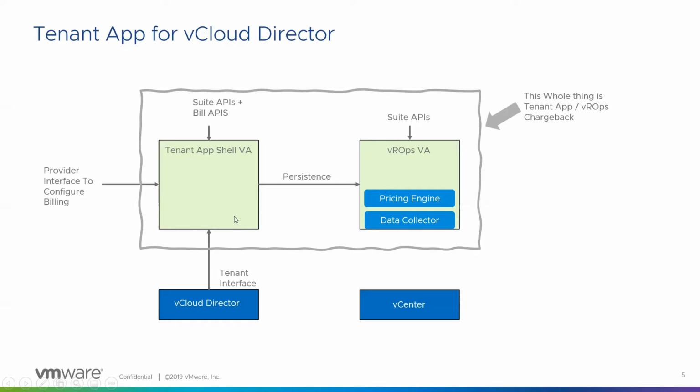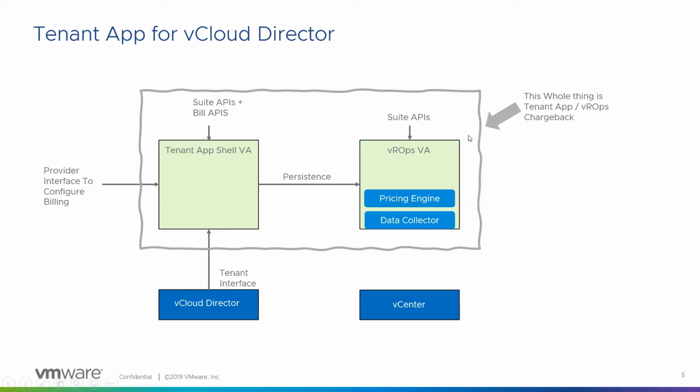What we have done in 2.6 of Tenant App in that regard is we have expanded on the usage collection in some of our earlier releases related to vCloud Director availability and NSX-T. What we did in 2.6 is build on top of it to enhance this area of configuring pricing and billing for vCloud Director availability and NSX-T.